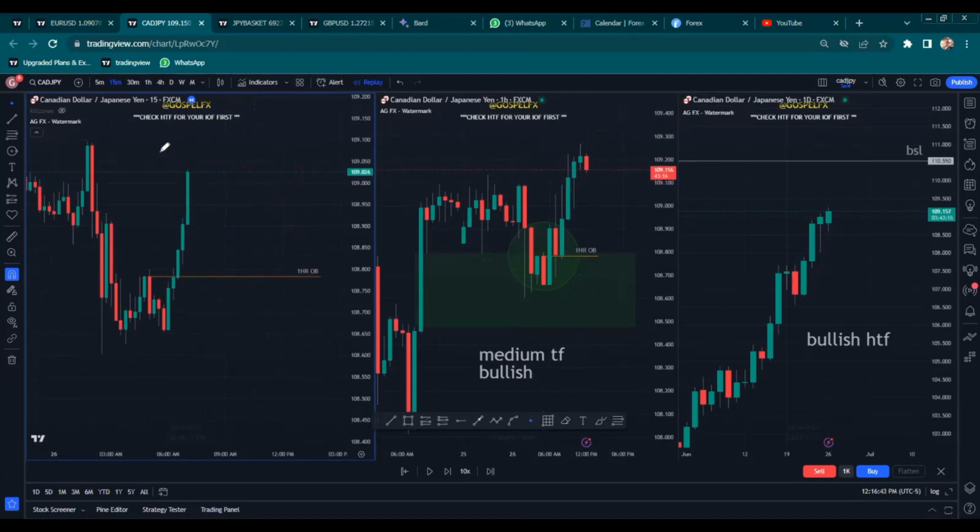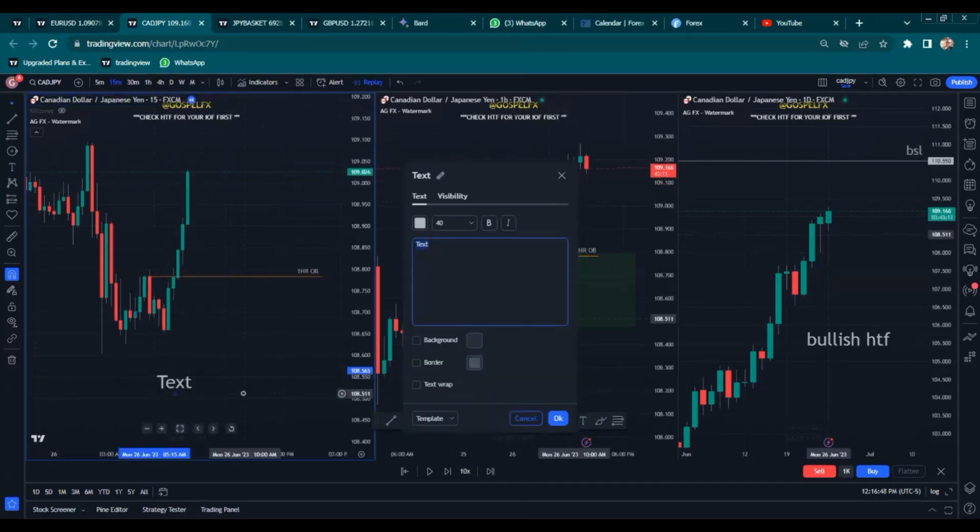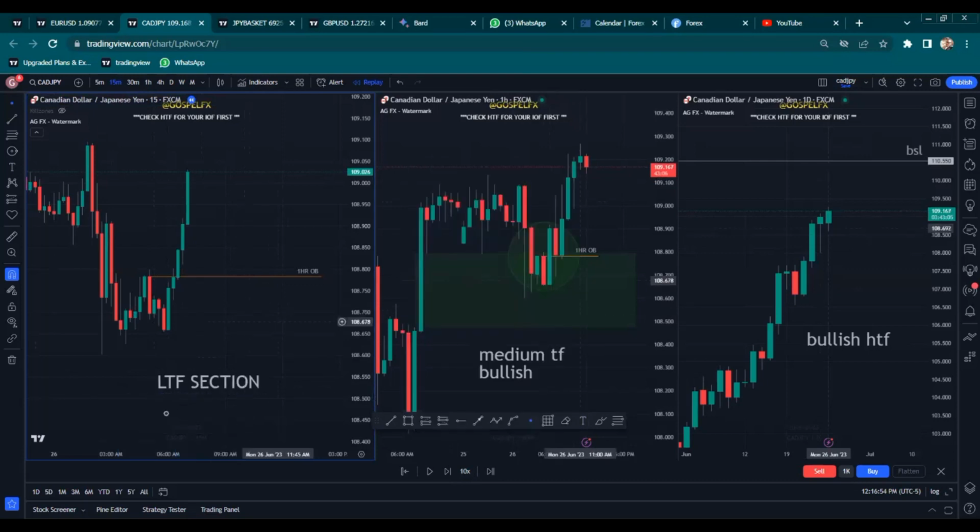I say this is this section. Okay, the lower time frame section here is 15 minutes. Let me just put that lower time frame section here. Okay, we're having the lower time frame section, medium, and then so on. So now looking at this on the lower time frame, let me just delete this.